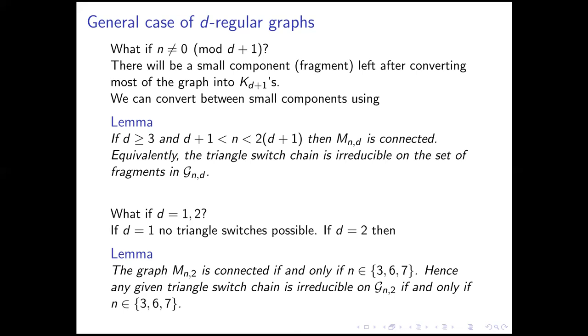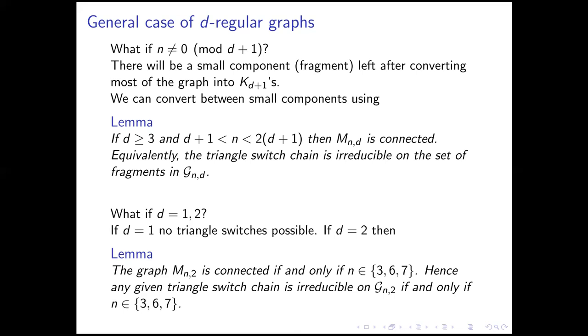And then the only other case is what if d is 1 or 2. If d is 1, there are no triangle switches possible, because it's just matching edges, so there are no paths of length 2. And if d is 2, then it's very restricted, the space that you can carry out, which is irreducible. So n has to be 3, 6, or 7. So the triangle switch chain is only irreducible if n is 3, 6, or 7. So basically, we restrict our attention to d greater than or equal to 3.